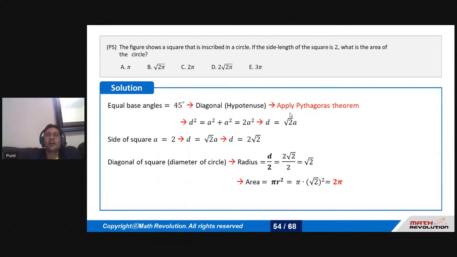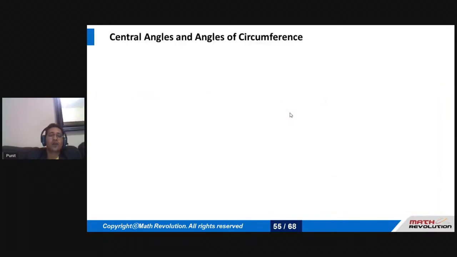Now to find the area of a circle, pi r squared, that is pi times root 2 squared, which is 2 pi. So the answer is not pi, the answer is 2 pi. If the circle is inside, it's 2 pi. If the circle was outside, it was pi. So don't jump. See what is inscribed and what is not.